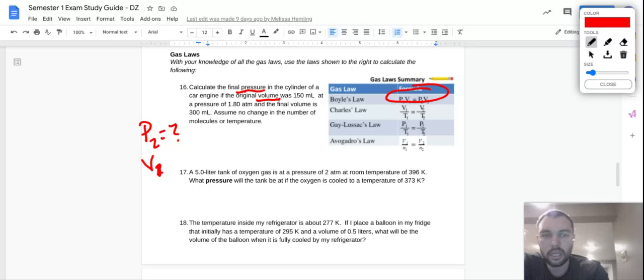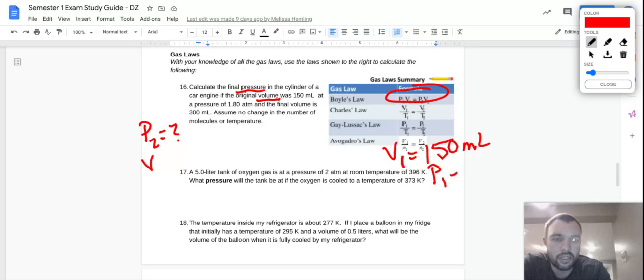Let me erase that. Original volume: I'm going to put that all the way over here just to separate it, because I want my original and my final stuff separate. So volume 1 equals 150 milliliters, at a pressure, our initial pressure, of 1.8 atm.